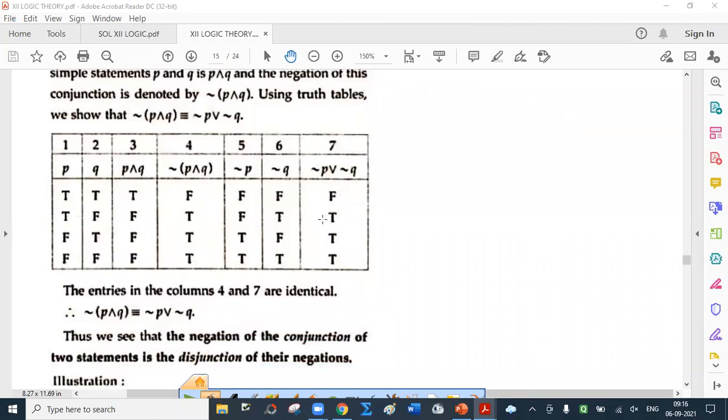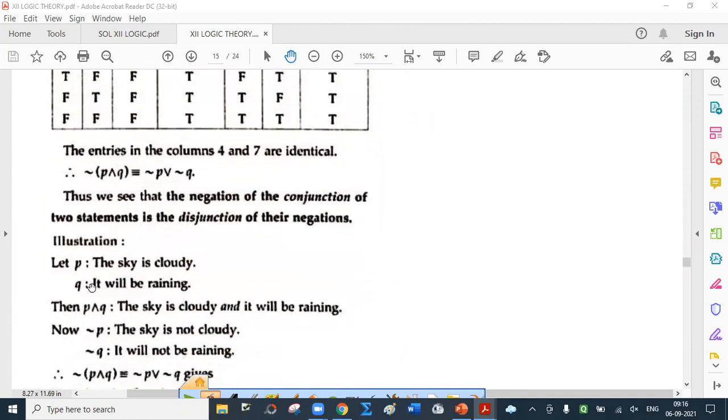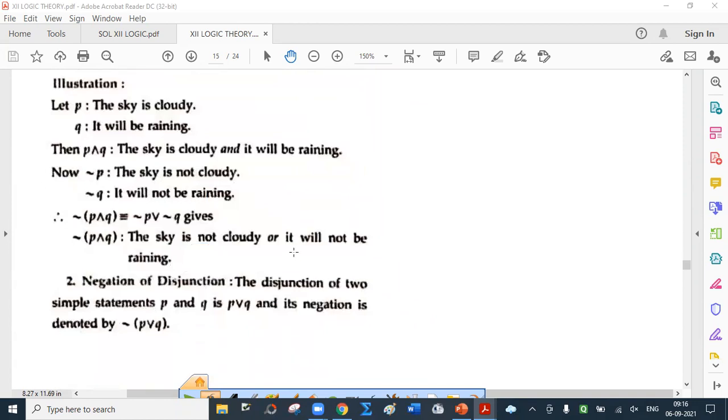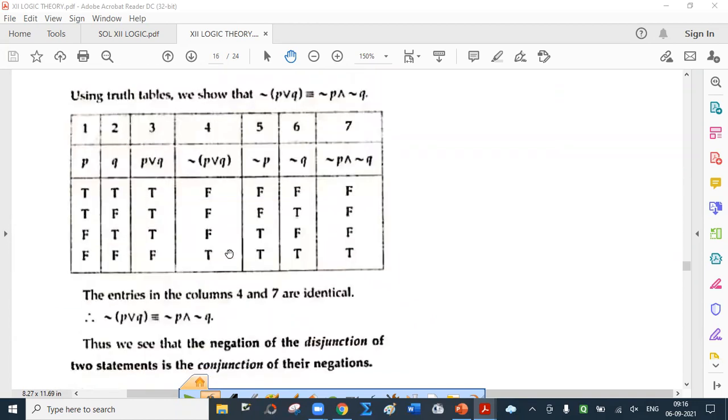I don't think this will be asked in the board exam, that is, to prove that the negation of conjunction is the disjunction of negations. But if asked, then you have to prove this by constructing this truth table. Now this is an example. You can go through this afterwards. Negation of disjunction. Again, truth table.